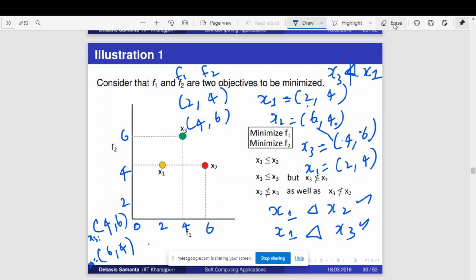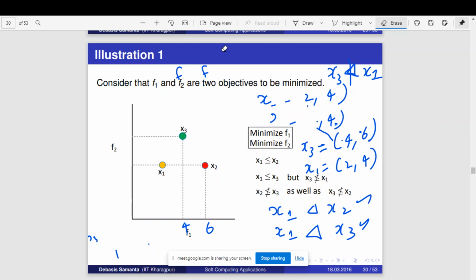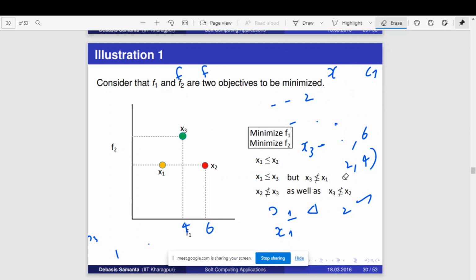So you may get this type of questions, right? Some points will be given. Even if these values are not given, you can assume these values. Or actually all these things are not required. Just from this graph itself you can see. See here, minimize means what? Here our objective is to minimize.